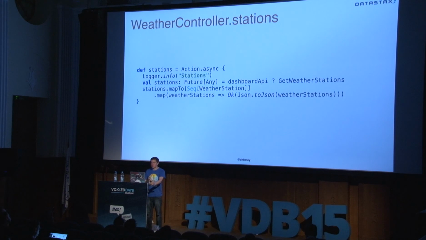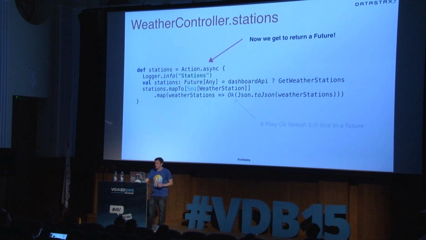And then what we do is we turn the weather stations into a JSON object. This is just a JSON library for Scala, and it's okay. So that's an OK HTTP status. So nothing exciting there. The only difference there is we actually get to return a future, and Play is not using up that thread. So we return the future to Play. It then uses the thread to do other requests. Whenever the future is complete, it sends the response back to our application.